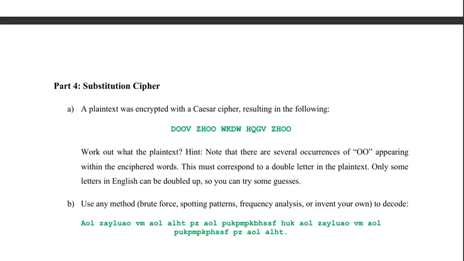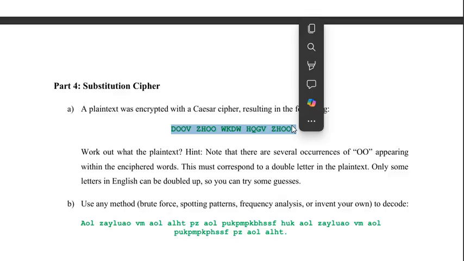Hello guys, in this video we will answer this question which is displayed on the screen. Part 4 substitution cipher. So first we will start by answering part A of the question, right? So a plain text was encrypted with a Caesar cipher resulting in the following. So this is our encrypted text, right?